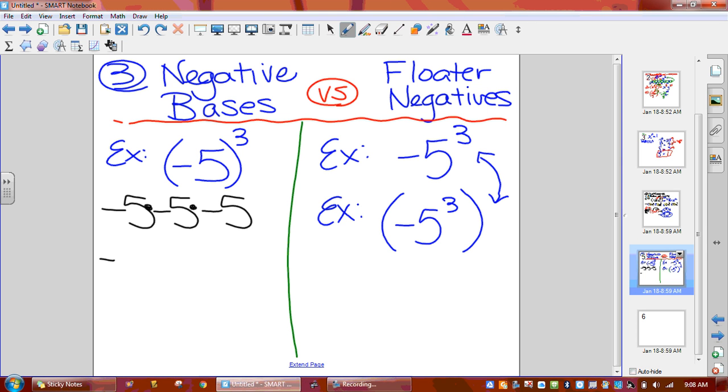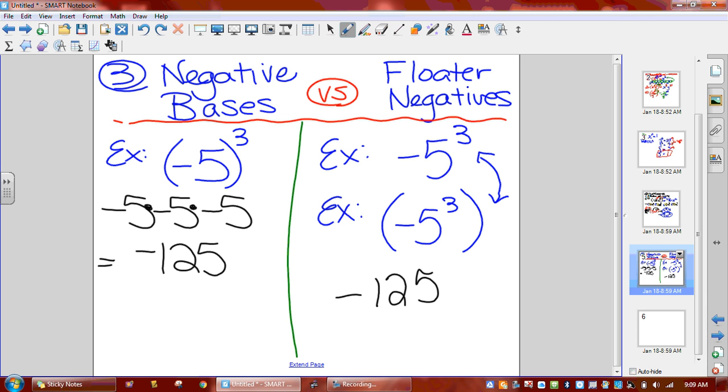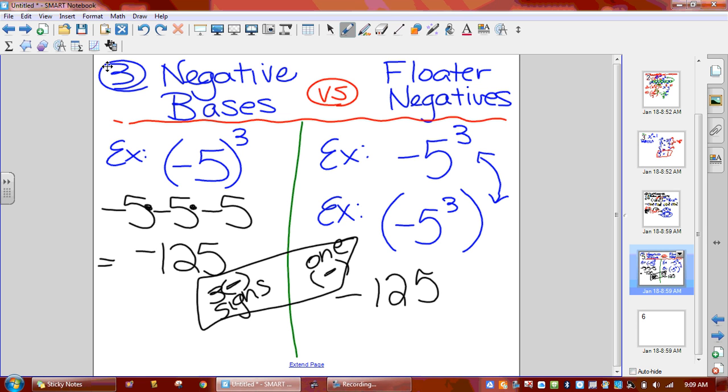So now we're going to multiply that -5 and we get a -125. Okay? If we look on the right-hand side, we also get the exact same answer, -125. Who knows why they're the same answer? Okay, there's only one negative on the right. Here we've got one negative sign. And how many negatives do we have on the left? 3. Well, what do we know if we have 3 negative signs? What do we know about 3 negative signs and 1 negative sign? What kinds of numbers are those?